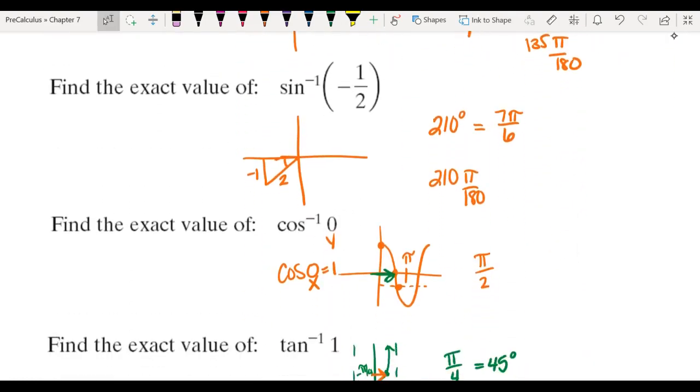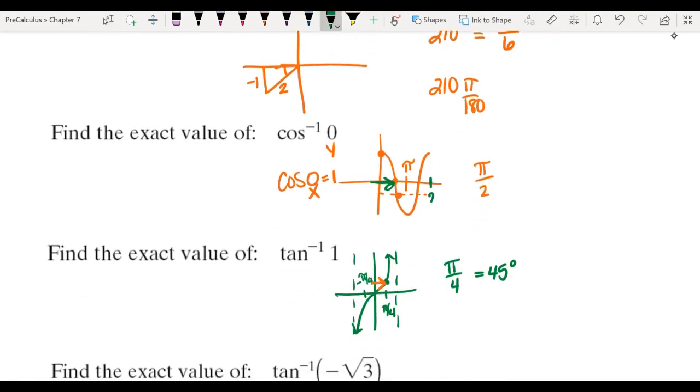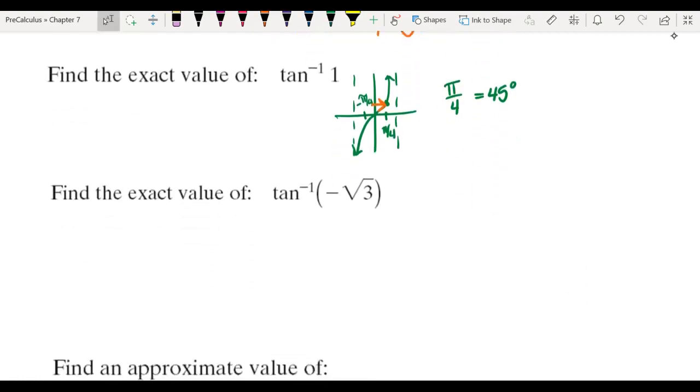Or do you want the graph? This one? So this is 2 pi. Okay? All right.